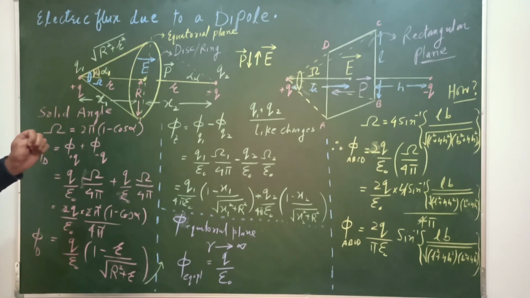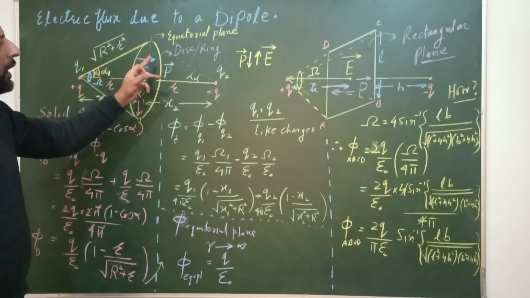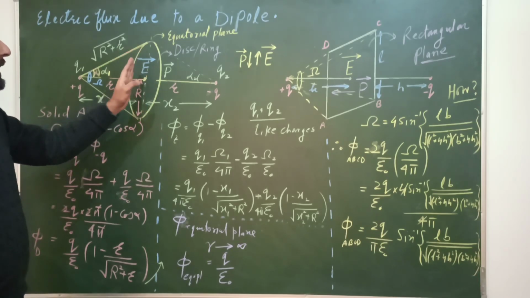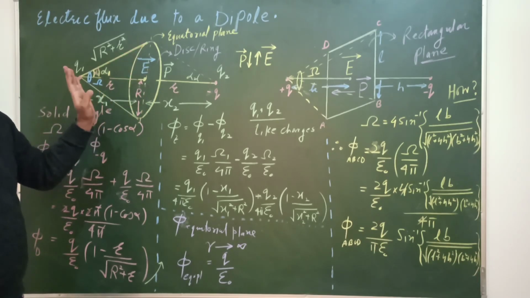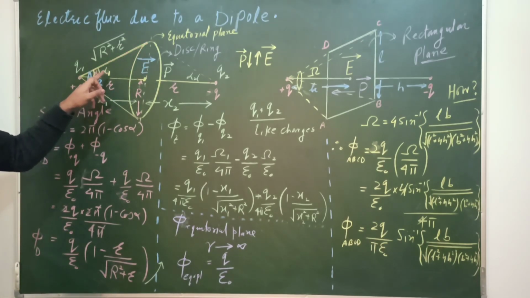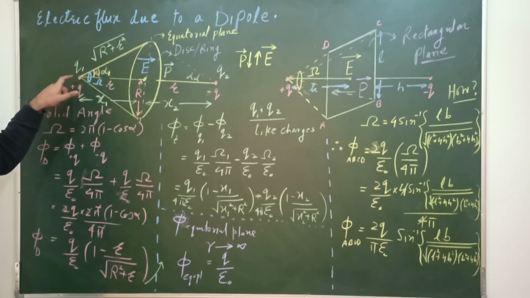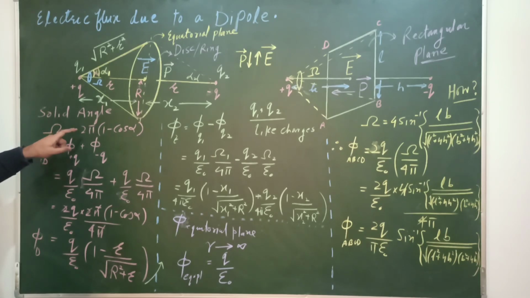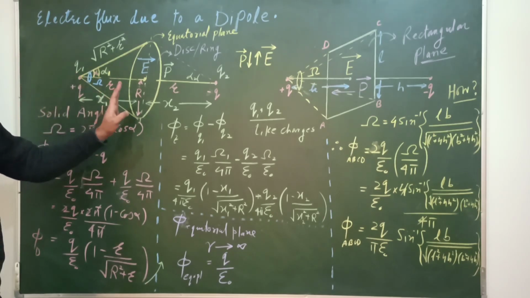First of all, I will see what is the solid angle subtended by each charge at the periphery of the disc. Now, if alpha is the semi-vertex angle subtended by the periphery of the disc at one of the charges, then the solid angle subtended is given by omega equals 2 pi times (1 minus cos alpha), where alpha is the semi-vertex angle.